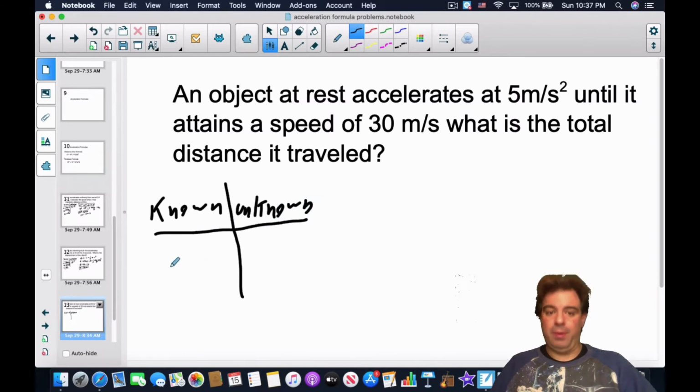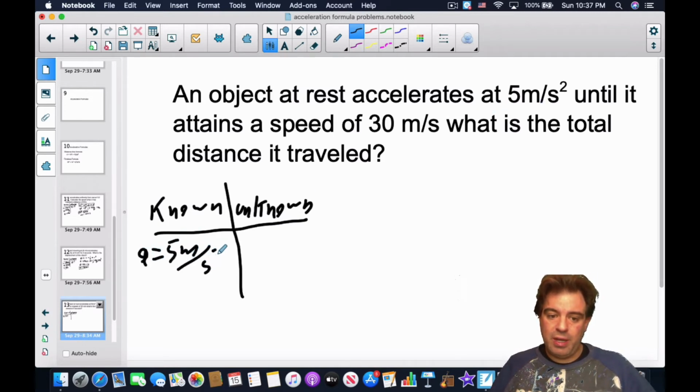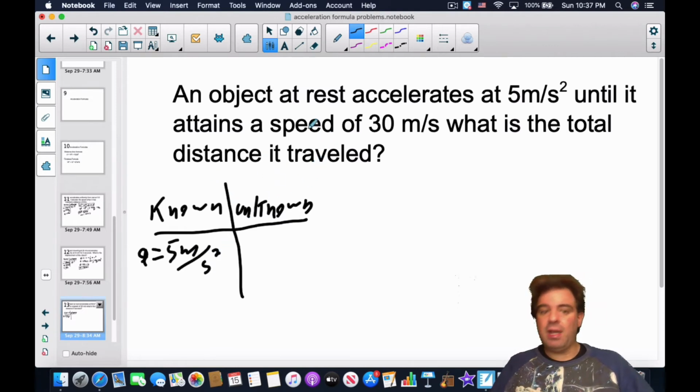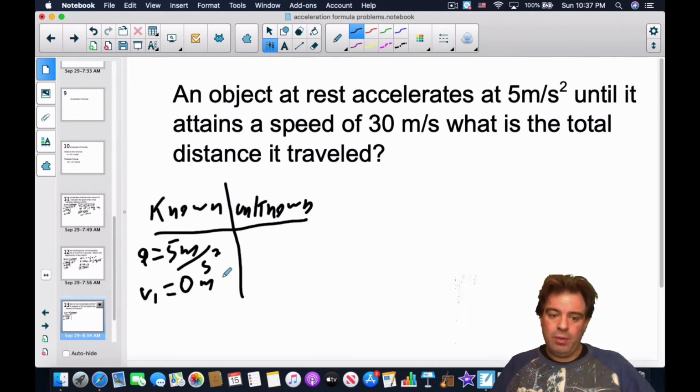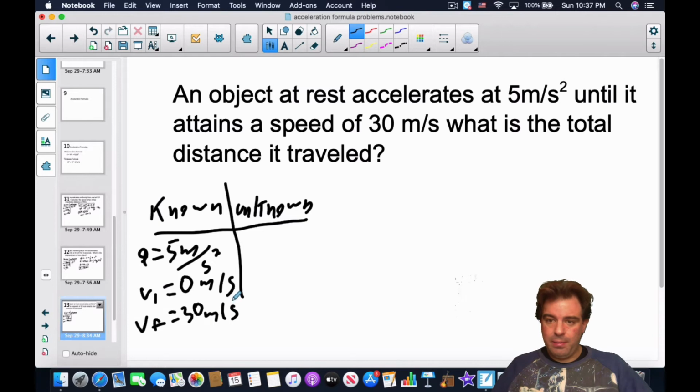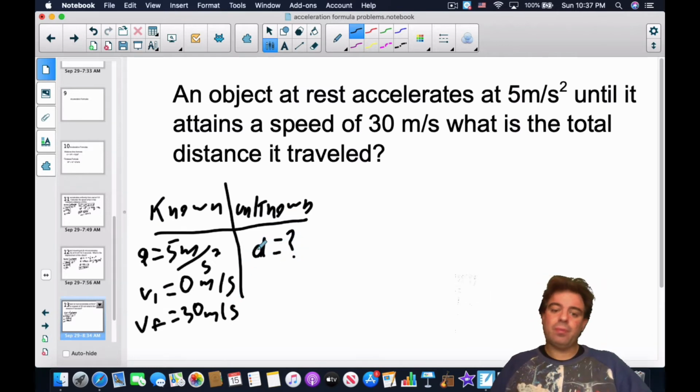So what do we have here? It says the object accelerates at 5 meters per second squared. So the acceleration, of course, is going to be 5 meters per second squared until it attains a speed of 30 meters per second. And it says that the object starts at rest. So velocity initial is 0 meters per second. Velocity final now is going to be 30 meters per second. And we're being asked for the total distance traveled.